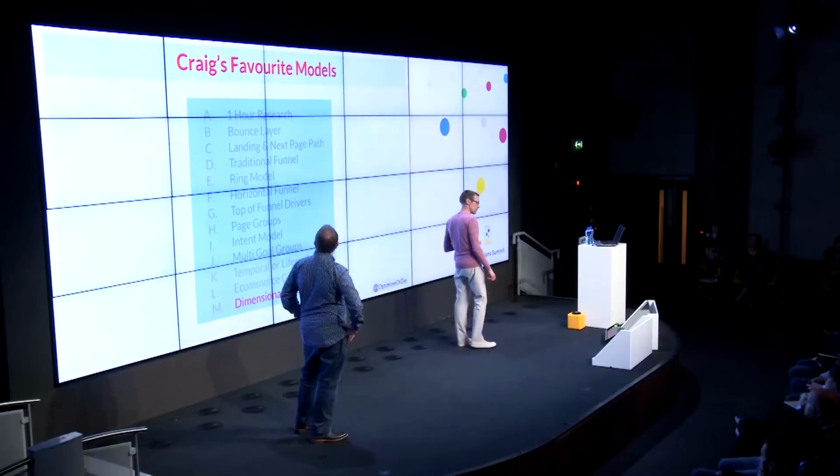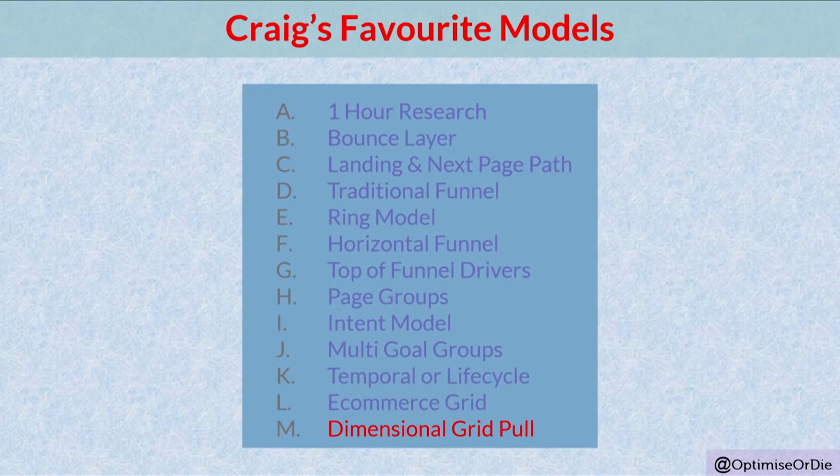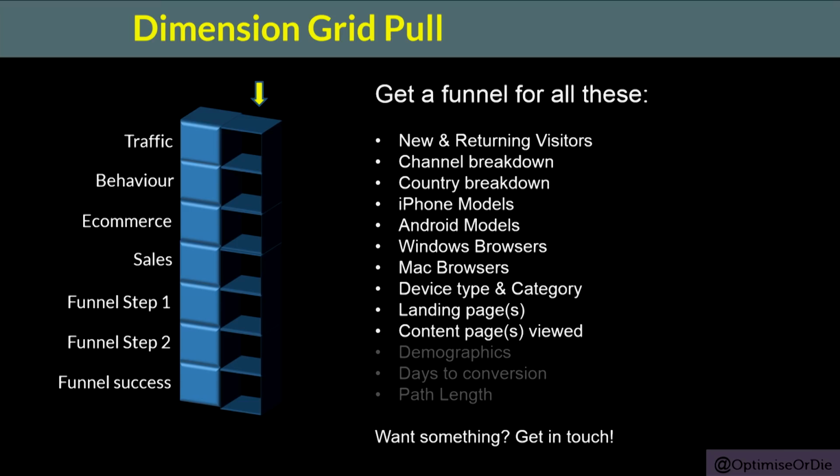These are some of my favorite models. These are ones that Charles and I run in a lot of sites. But I'm just going to give you one example of where automation really slays things here. It's called the dimensional grid pool. So imagine if you're pulling a load of key stats from a site like traffic, behavior, e-commerce, sales, and funnel stuff, right? What if you said to yourself, actually, what we need is a funnel for iPhone models or Android models, or we'd like to see our funnel for different countries or Mac browsers.